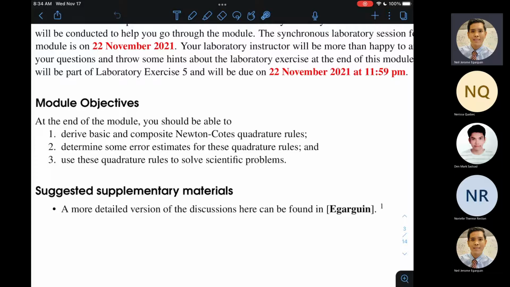So speaking of laboratory exercise, the laboratory session for this module will be on Monday, the 22nd of November. Yun din yung deadline, right before midnight of that day, the first part of laboratory exercise 5 will be due. So yung problems para sa XR 5 are found at the end of this module. So you can look at it.